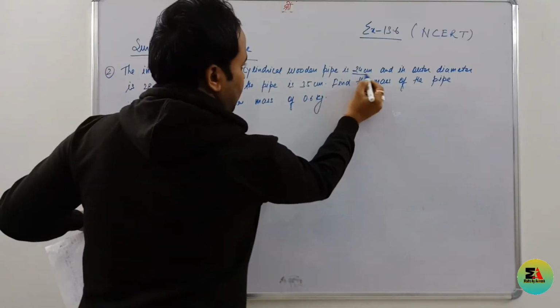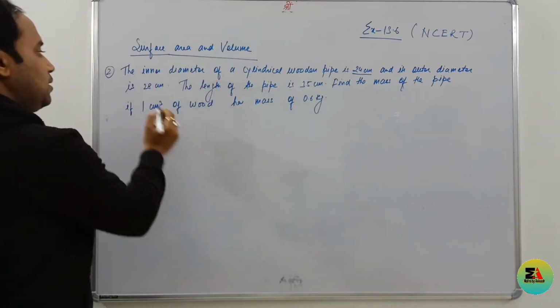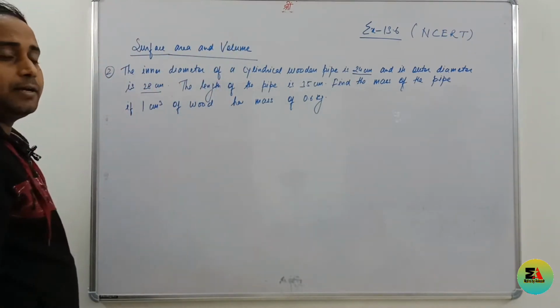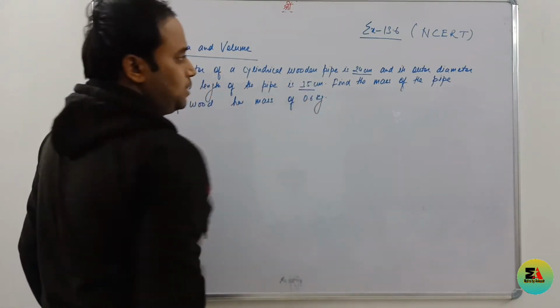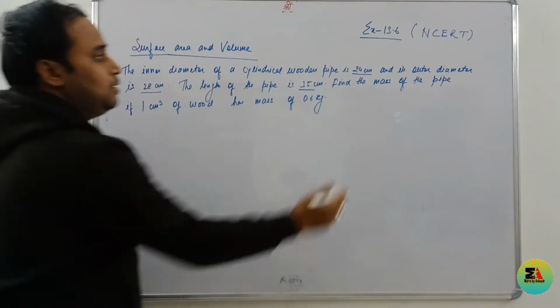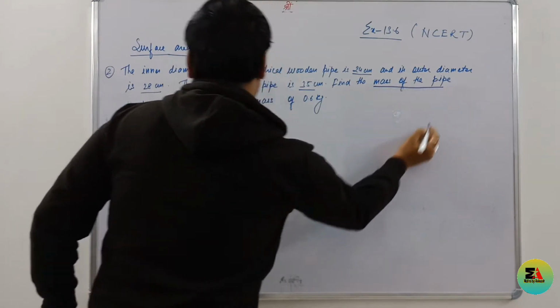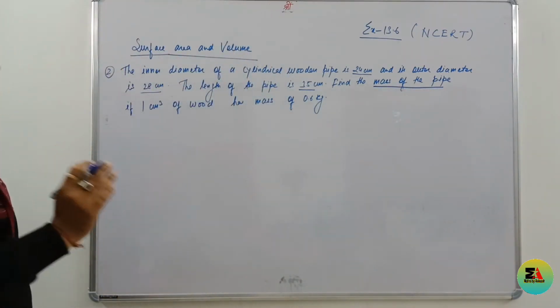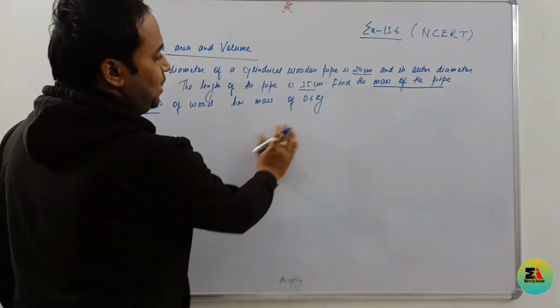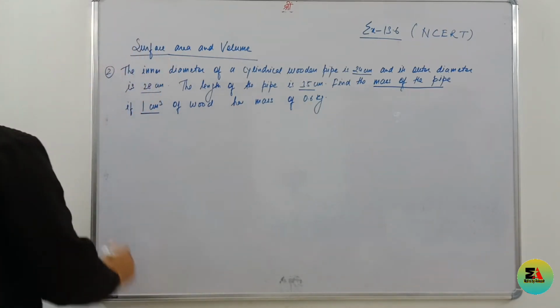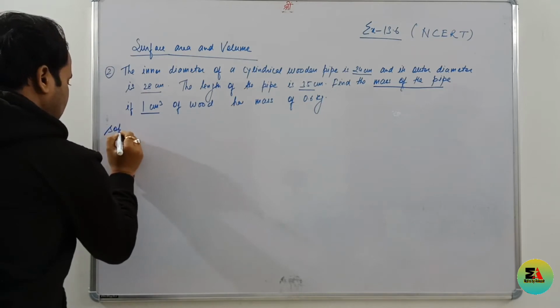Wood is there. Inner diameter is 24 centimeter and outer diameter is 28 centimeter. And length of pipe is 35 centimeter. So we have to calculate the mass of the pipe. If 1 centimeter cube of wood has mass 0.6 kg. Now see how we solve this problem.